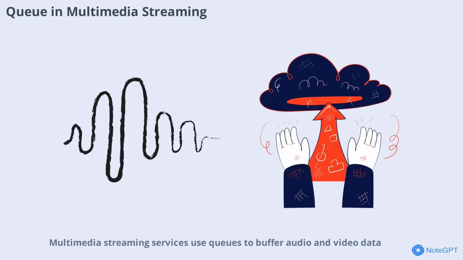Multimedia streaming services use queues to buffer audio and video data. As data arrives, it's placed in a queue and played in order, ensuring smooth playback even if network speeds fluctuate. This buffering technique relies on the queue's ability to manage data flow efficiently.